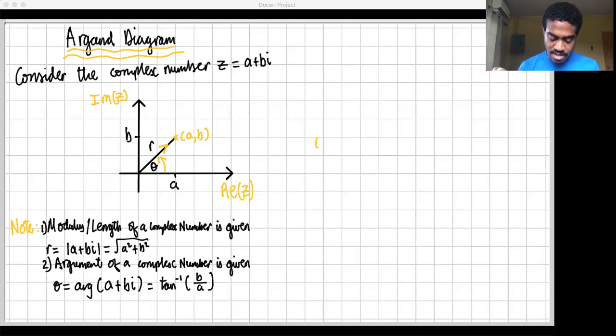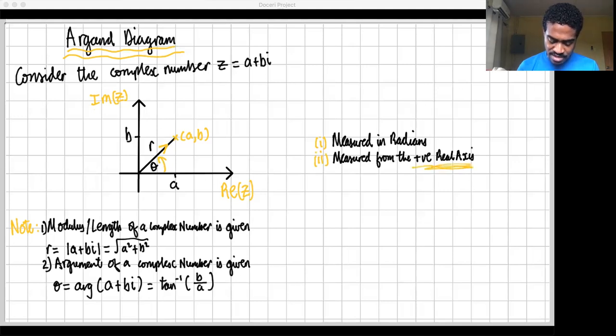So the argument, these are things to note about the argument, is measured in radians. So keep your calculator in radians. A next thing about the argument is that it is measured from the positive real axis. So it's always measured from this here to wherever the line that the complex number joins the origin with.